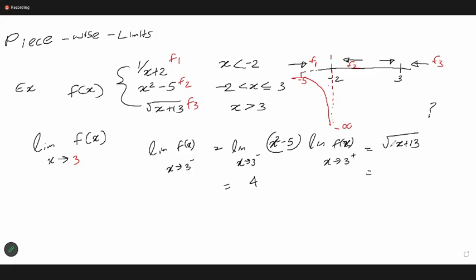13 plus 3 means 16. The square root of 16 means again 4. Now you can see these two are equal, right? So you can just write the limit of f(x) when x approaches 3 is equal to 4. That is the answer. So at the number 3, it has a limit, but at negative 3, it doesn't have the limit. That's the answer. Please note this down.